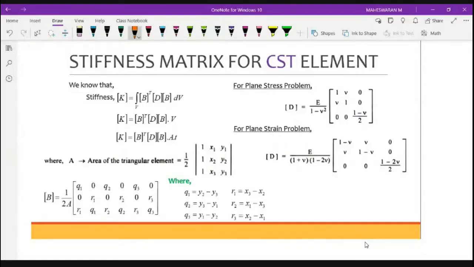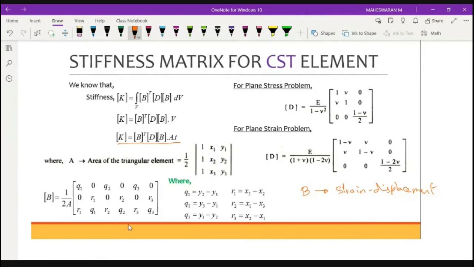Last class, we discussed one problem, how to identify the stiffness matrix. So, just a recap of the formulas we discussed. To identify your stiffness matrix, we use the formula B transpose D into B, where B is what we call the strain displacement matrix. So, it is a relation between strain and displacement.